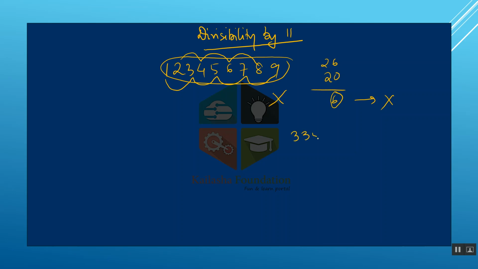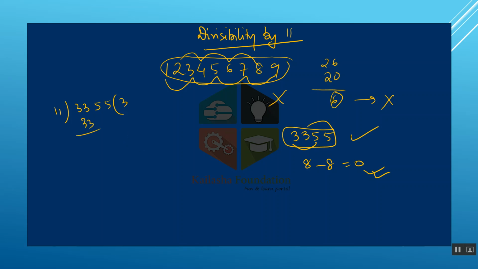3, 3, 5, 5. 3 and 5, that is 8. 3 and 5, that is 8. 8 minus 8 is 0. Is 0 divisible by 11? Yes, 0 is divisible by everything. So 0 is divisible by 11. So the number 3355 is also divisible by 11. We can check it here. 3355. 11 3s are 33. 11 5s are 55.